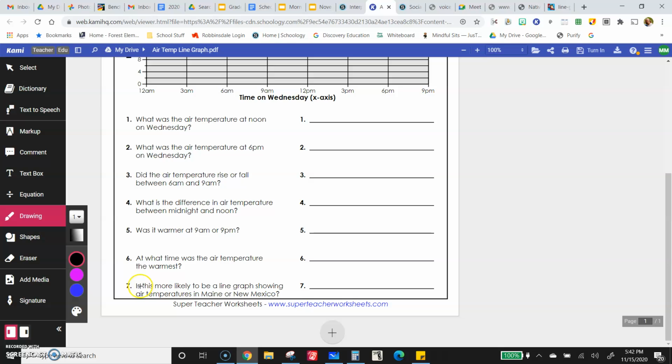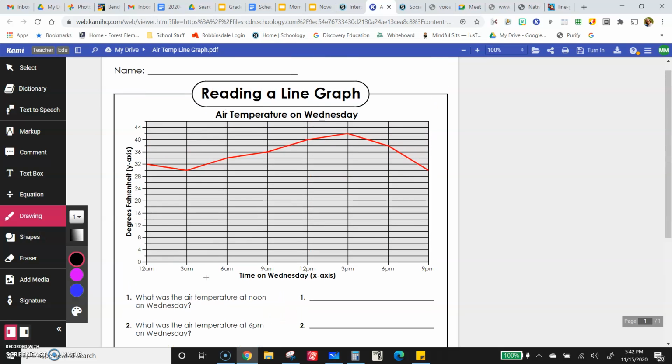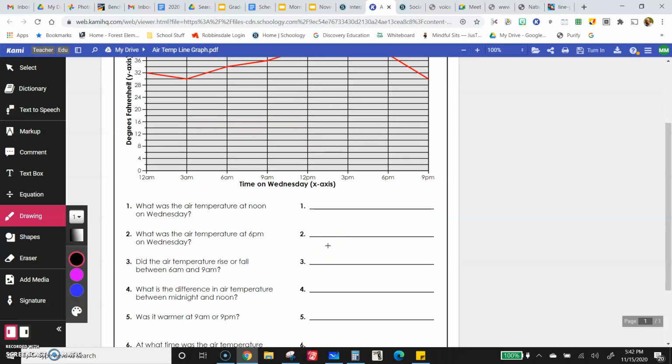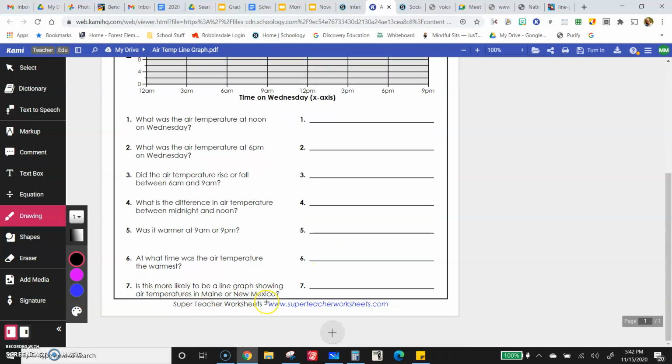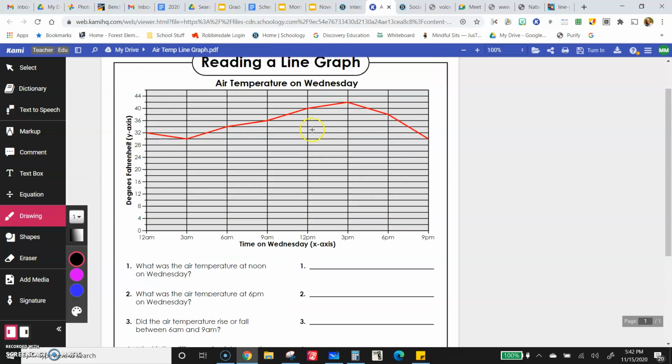Because when it asks, is this more likely to be a line graph showing air temperatures in Maine or New Mexico? Well, Maine tends to be colder, New Mexico tends to be warmer. Not that it never gets cold in New Mexico, but think about what is more likely given the fact that we're right about freezing. Okay?